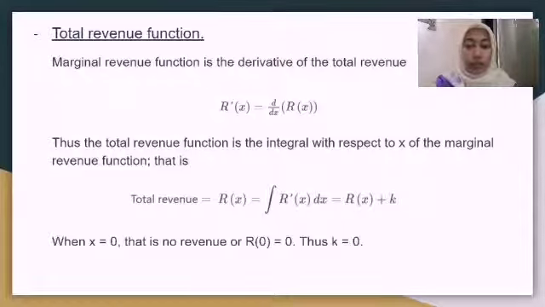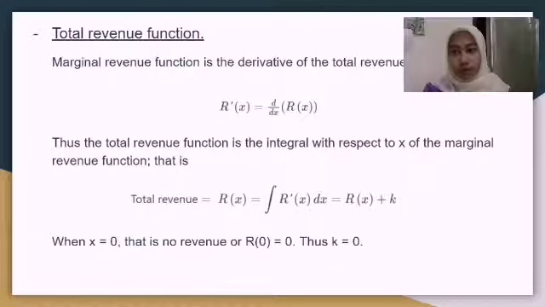Integration is applied in economics and business with the purpose to find the total revenue function. The marginal revenue function is the derivative of the total revenue. Thus, the total revenue function is the integral with respect to x of the marginal revenue function. When x equals 0, there is no revenue, or R(0) equals 0, thus k equals 0.